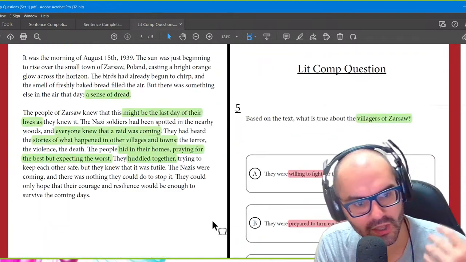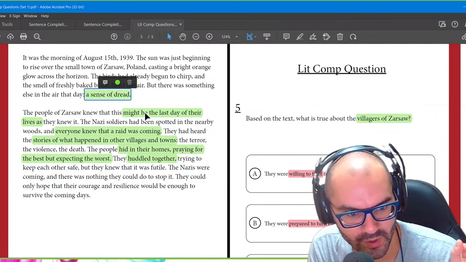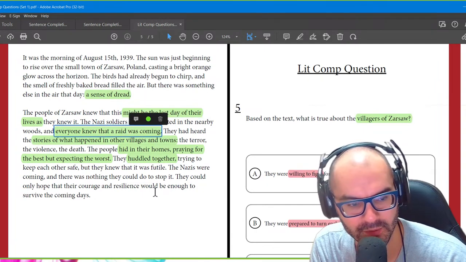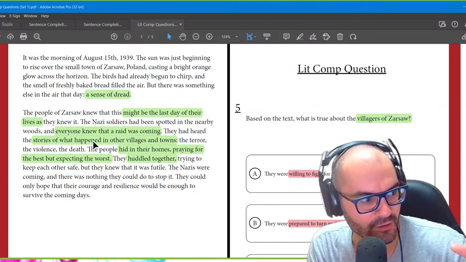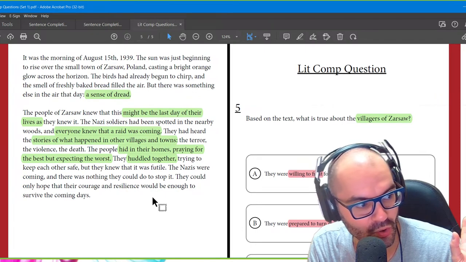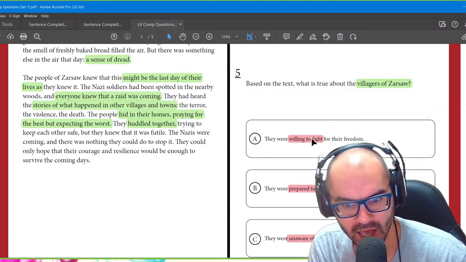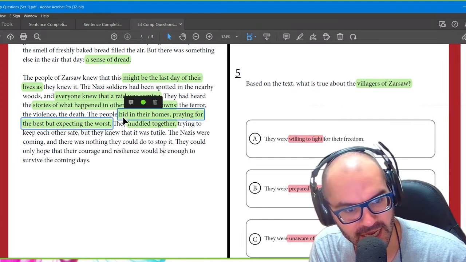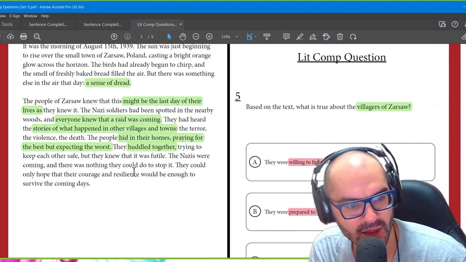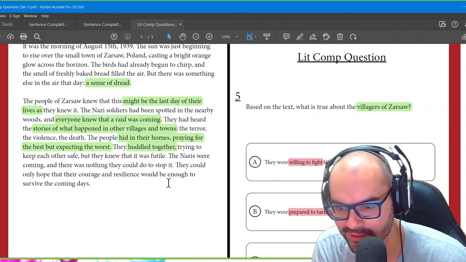But what I wanted to focus on was the villagers, right? And I'm focusing on what they did. "Sense of dread might be the last day of their life." They knew a raid was coming. So they're very aware of all the problems and things that could happen here. And so I think that C is definitely wrong. "Willing to fight": they hid in their homes. They don't seem like they're getting ready for battle. So I'm not liking that answer.